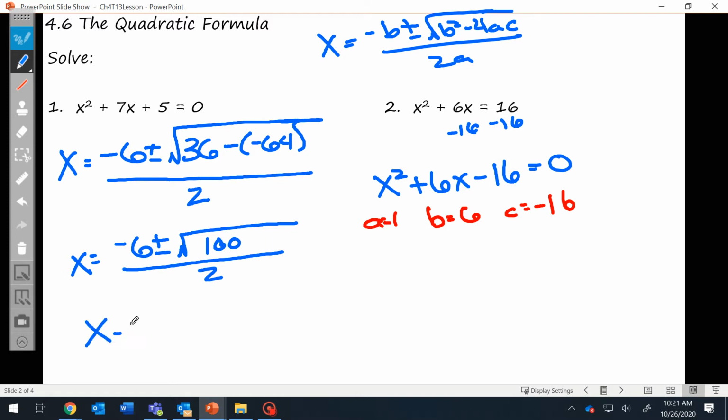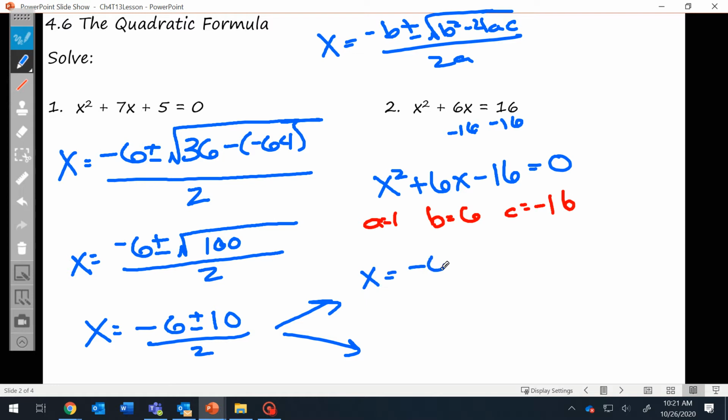All right, this can go further because we can take the square root of 100. So this becomes negative 6 plus or minus 10 over 2. This can still go further because all of this can be simplified. So we're going to have two solutions, negative 6 plus 10 divided by 2, and negative 6 minus 10 divided by 2. And both of these can be simplified.